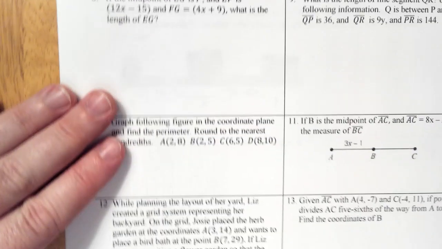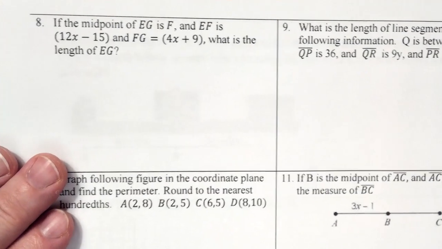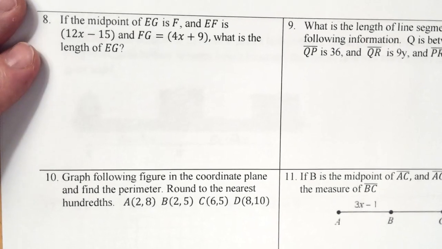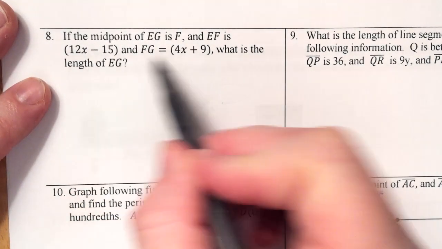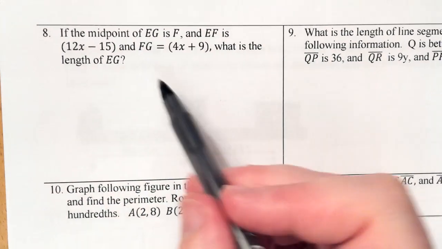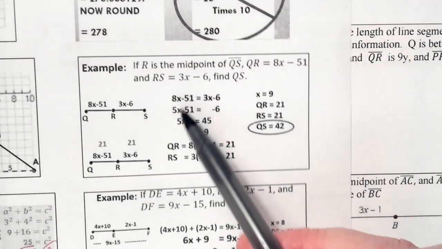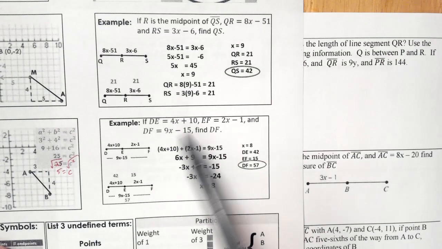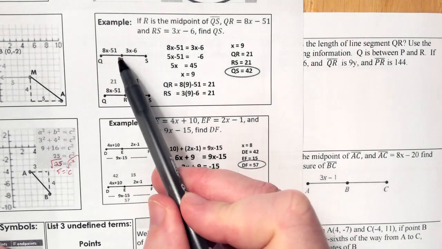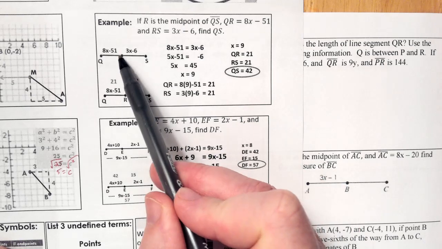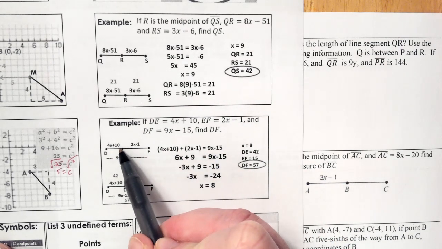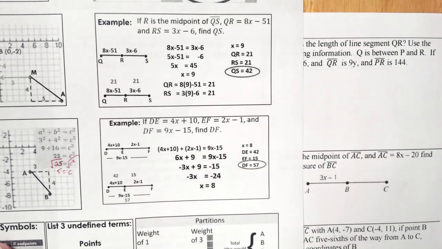All right, so we're on number 8. If the midpoint of E to G is F. So just looking at those, we need to make a line. If it's a midpoint, it's right there in the middle. If it's the word between, it could be a little bit to the left, it could be a little to the right, I don't know.